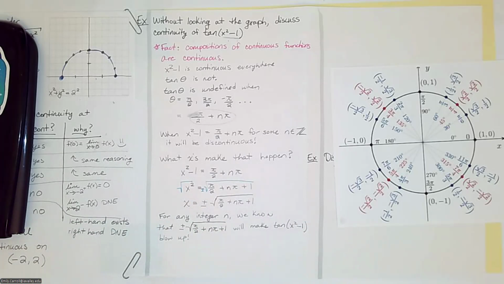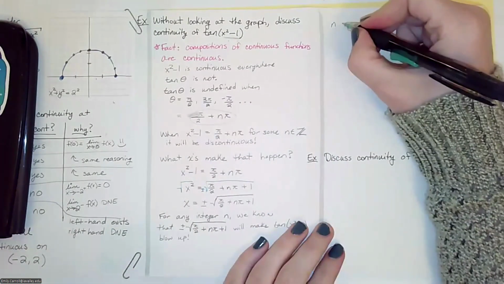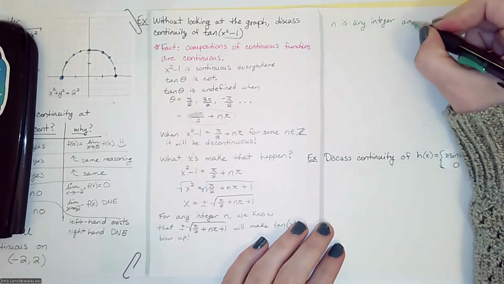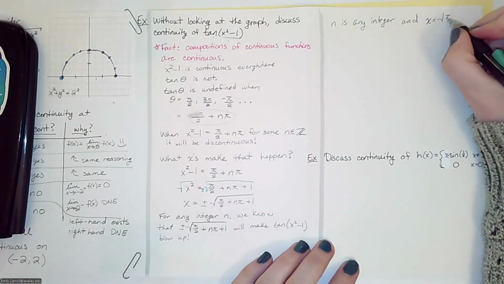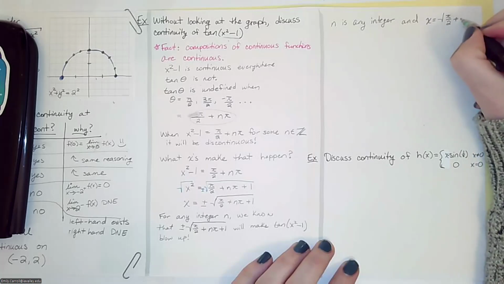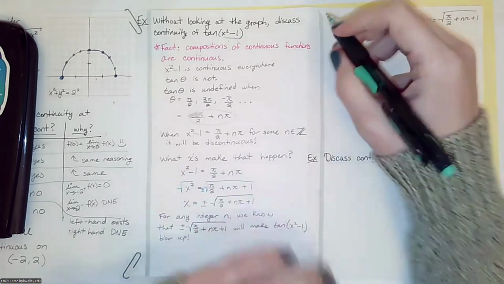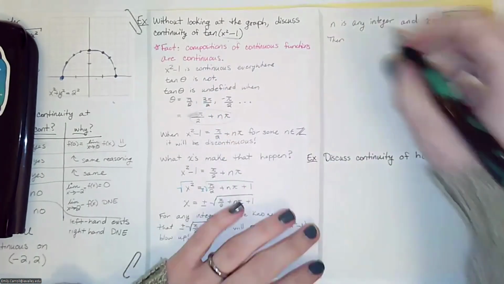Do you want to check that? Do you want to see why? Let me grab another sheet of paper here. Oh, actually, I've got room. I can do that here. Okay, if n is any integer and x equals the square root of pi over 2 plus n pi plus 1, this logic is going to apply to the negative version also. Then let's evaluate tangent of x squared minus 1 at that point.